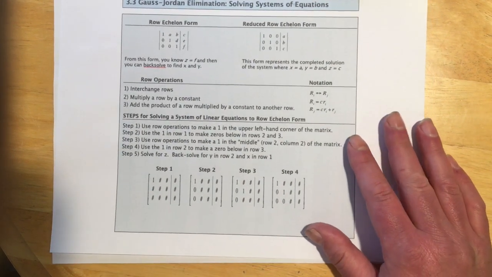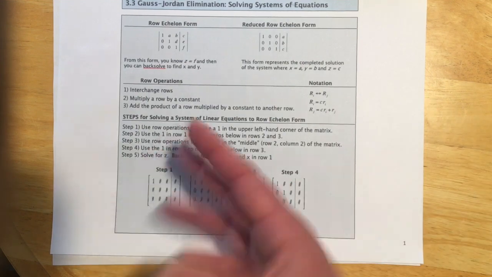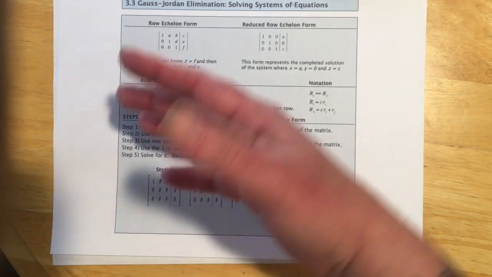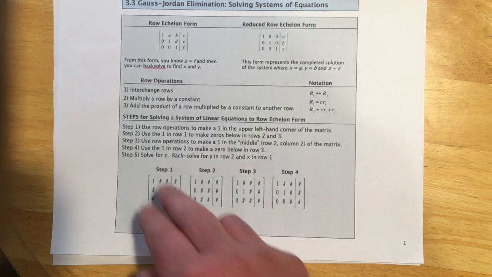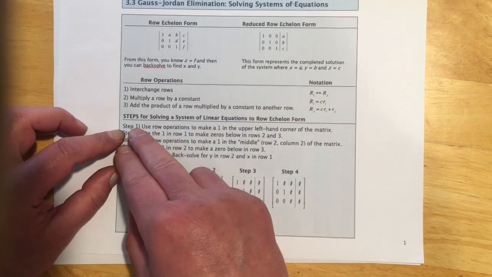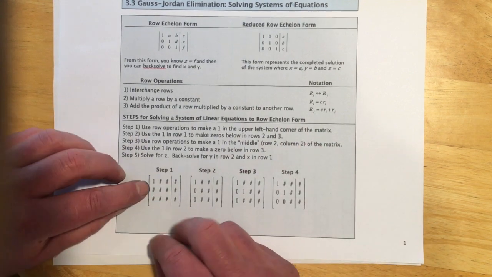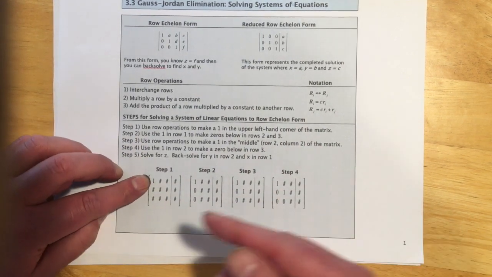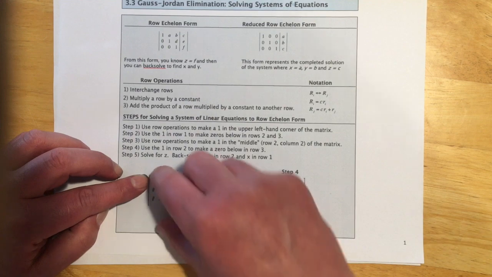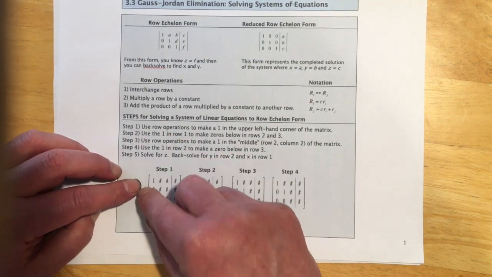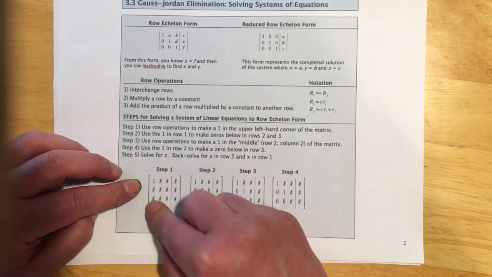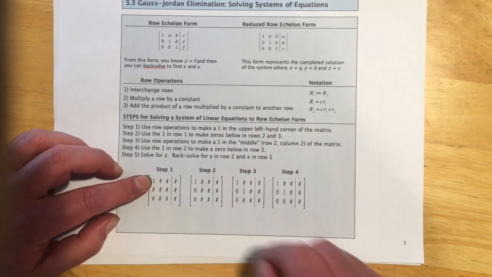And so then the steps for solving these, and these are not hard and fast steps, but they're at least somewhere to start. Step one, and this one you pretty much want to do, is use row operations to make a 1 in the upper left-hand corner of the matrix. So we're getting a 1 here. Usually there's a 1 somewhere in one of the equations, so maybe we can flip this around. If the first equation doesn't have a 1, maybe one of these does. But we want a 1 there.